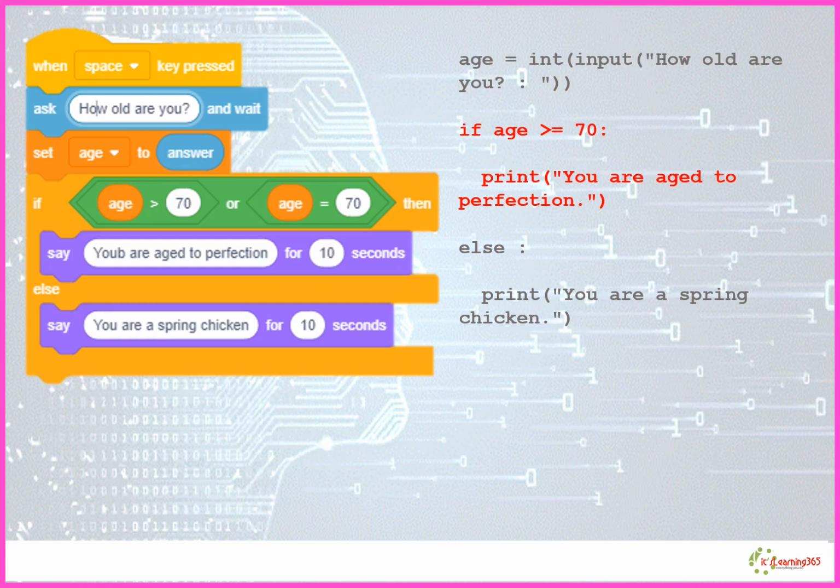The next part of the code, straight after the if line, is my true part. If the age that's stored in my age variable is greater than or equal to 70, it will perform these next bits of code. It will print on the screen, "You are aged to perfection."